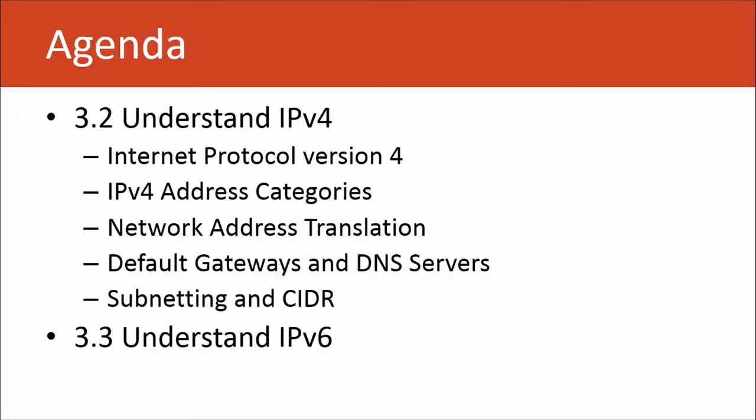All right, let's take a quick look at our agenda. We're going to cover two objectives today. First one, 3.2, understand IPv4. Within that, we're going to detail IP version 4, or IPv4. We're going to talk about the address categories for the protocol, talk about network address translation, then move on to discuss default gateways and DNS servers, and then finally touch on subnetting and CIDR. Lastly, we'll touch on IPv6 as well, a protocol, the eventual replacement for IPv4.